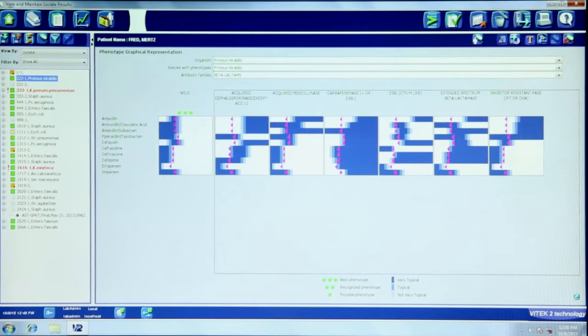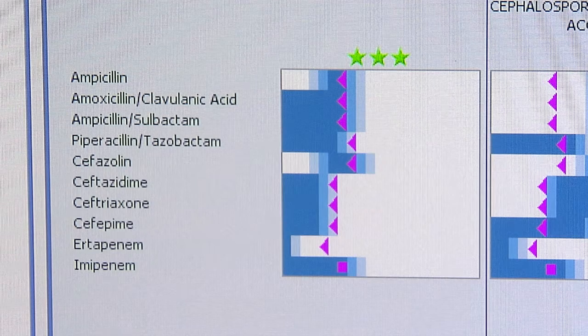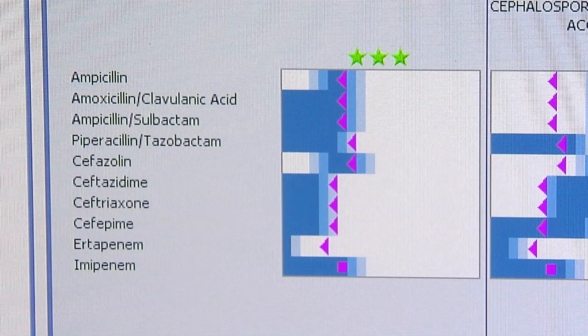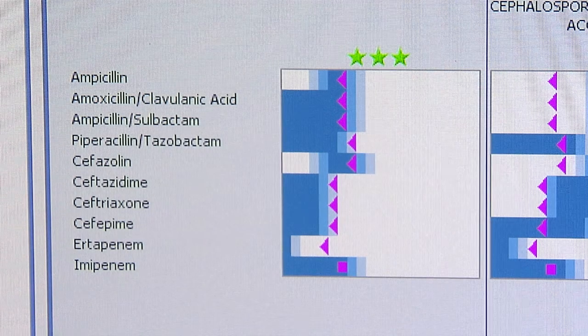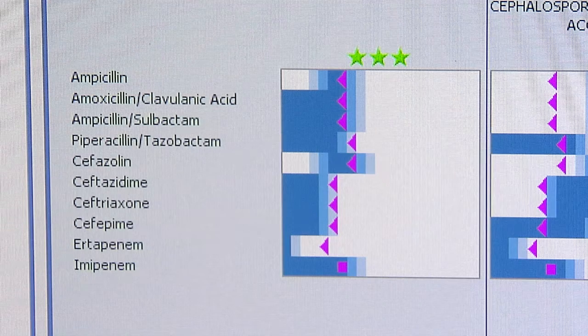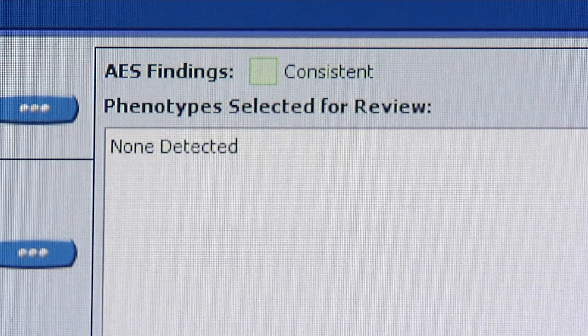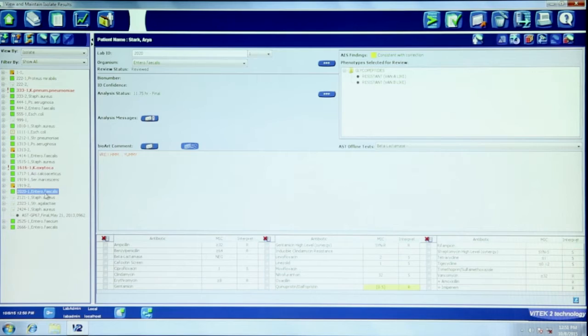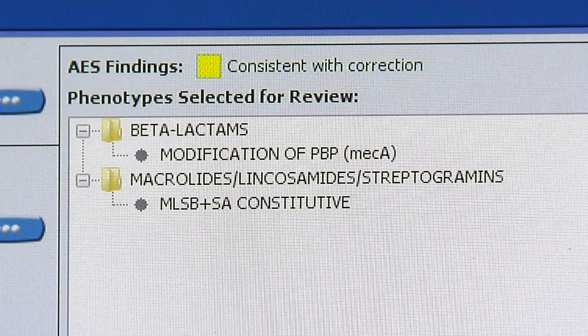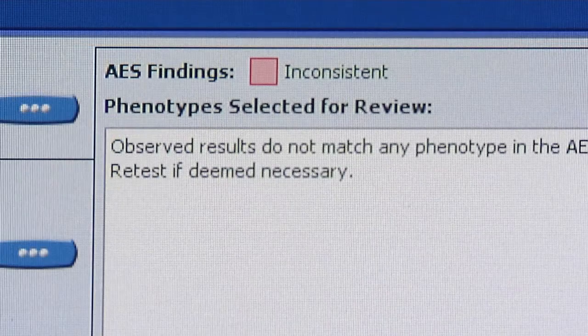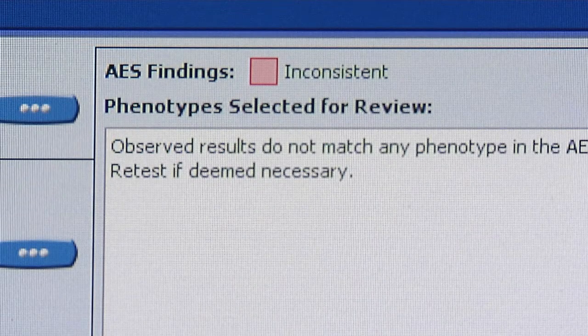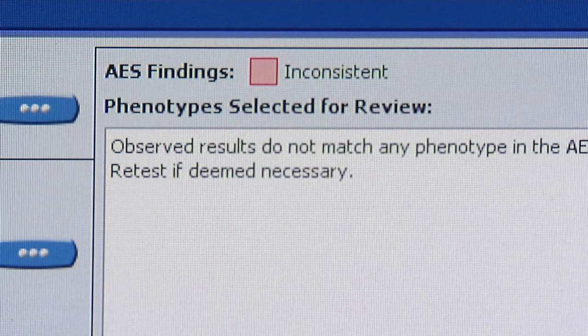The Vitek 2 Advanced Expert System (AES) software is used to validate the susceptibility test results obtained from the instrument. During the validation process, AES attempts to find a match between the tested results and a collection of phenotypes in the knowledge base. When a perfect match is found, AES displays a green confidence level icon of consistent. For those isolates that are not a perfect phenotype match, AES displays a confidence level icon of consistent with correction or inconsistent. This video will address the inconsistent confidence level icon.